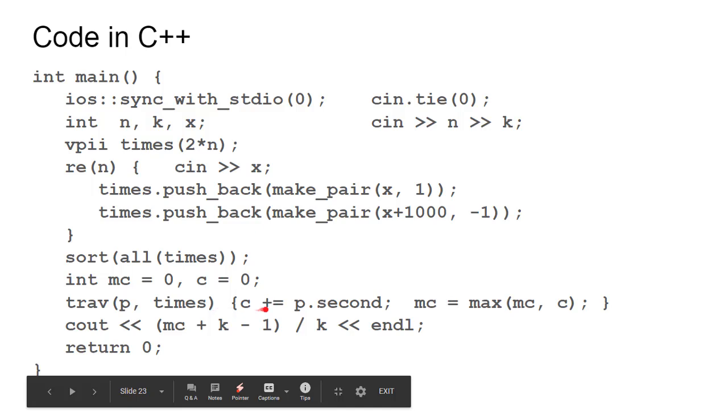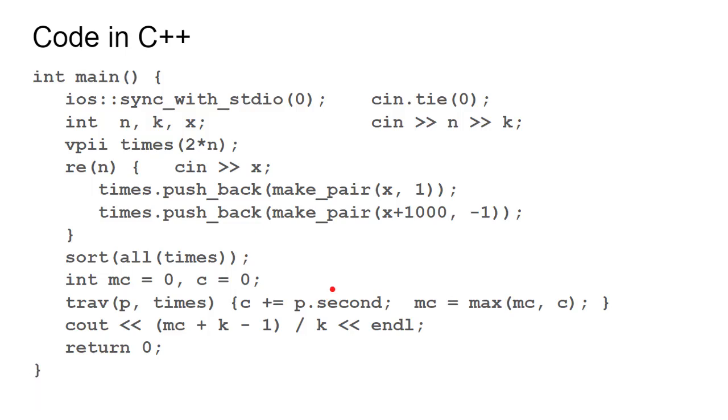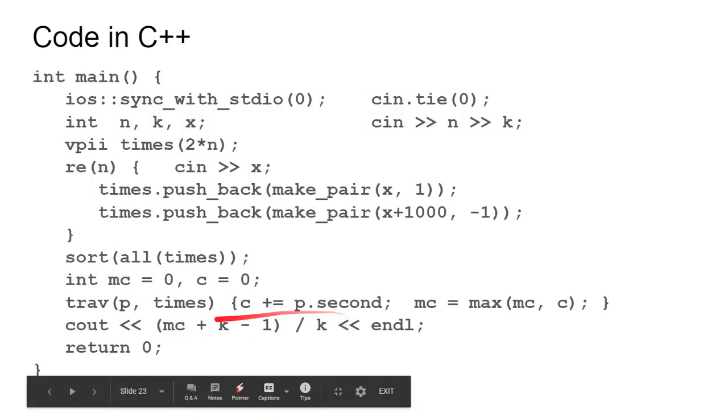To get the number of machines that are needed, we need to divide by k. But because of integer division, even if we have just k plus 1 requests, we need 2 machines. So the standard logic to handle that is you add k minus 1 and then use integer division, dividing by k.